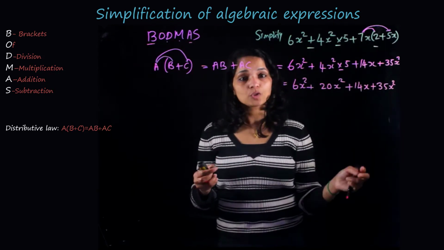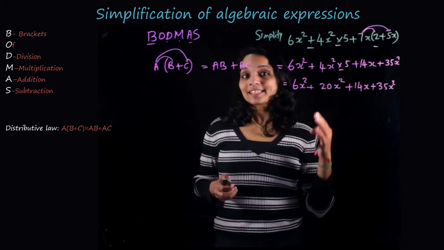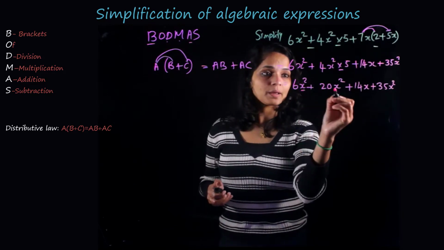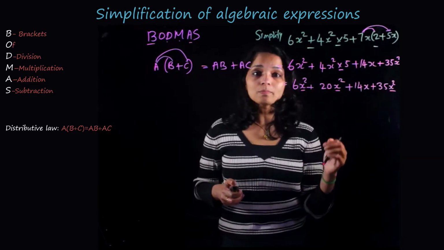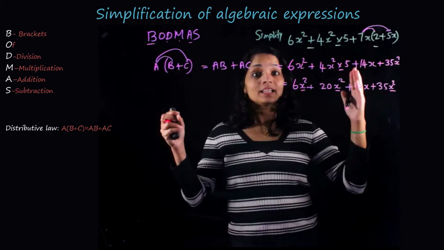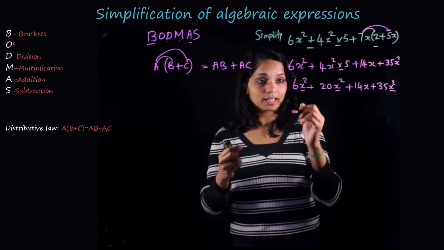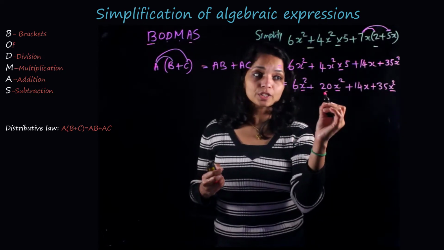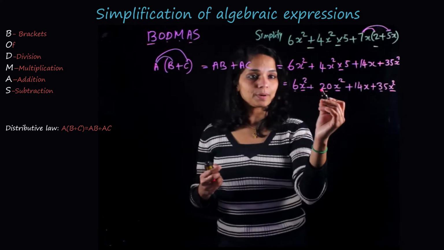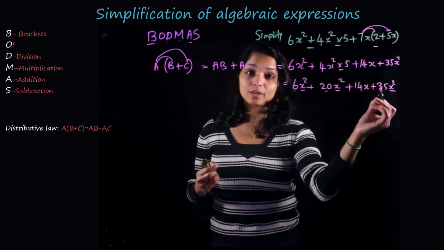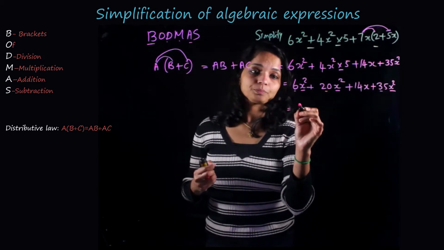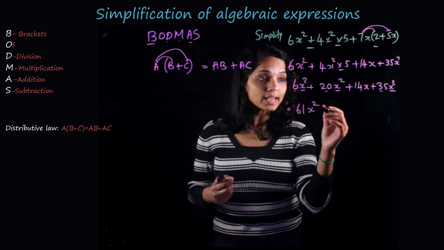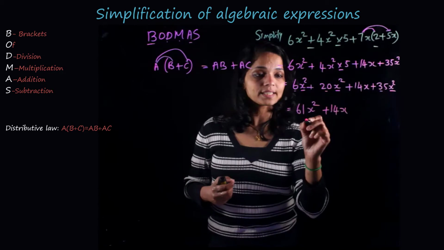To add them, we need to look for any like terms. The like terms are the multiples of the same quantity. So in here, the first term, the second term, and the last term are all multiples of x squared. So we can collect and combine them together. To add them, what we have to do is add the coefficients together. That's all you have to do. 6 plus 20 is 26. 26 plus 35 is 61. So it's 61x squared. And 14x, there's no other term with a multiple of x, so it's 14x itself. Okay, so that's the final answer.